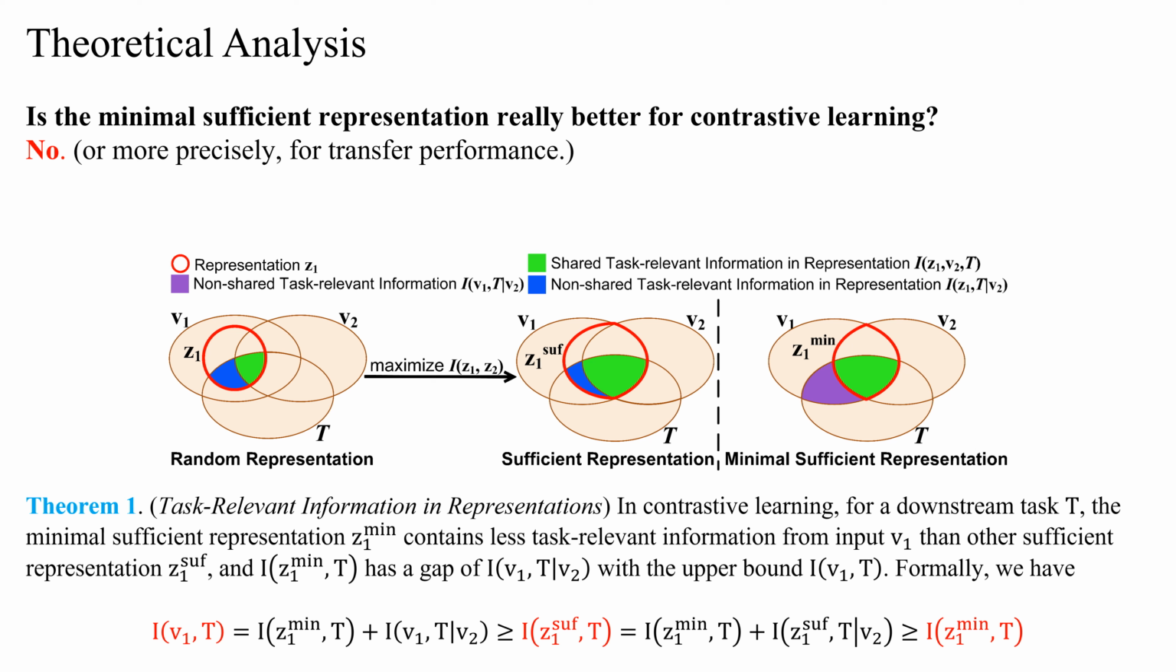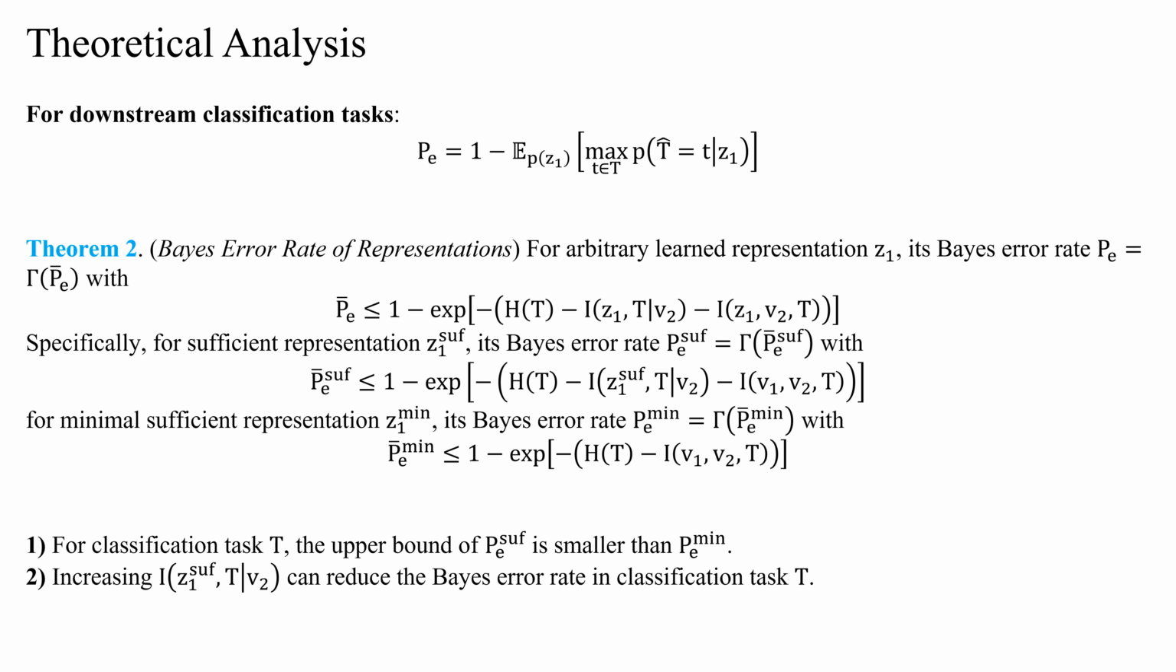Now let's consider an important question. Is the minimal sufficient representation really better for contrastive learning? The answer is no, or more precisely, it is not true for transfer performance. We can strictly prove that the minimal sufficient representation contains less task-relevant information than other sufficient representations. Generally, the more task-relevant information contained in the representations, the better performance can be obtained.